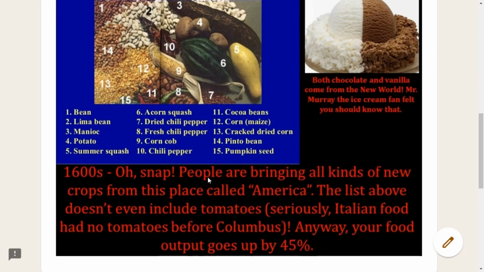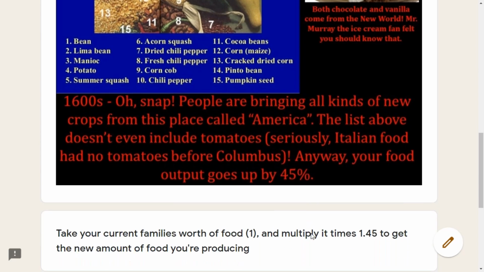The New World, the Americas, had all sorts of crazy foods that people back in Europe had never seen before. There was corn, there were potatoes, there was vanilla and chocolate, there was squash, there were so many things that Europe absolutely did not have before the two worlds came into contact with each other. And some of these crops, notably corn and potatoes especially, are really, really good food crops. Now it says our food output has gone up by 45%.